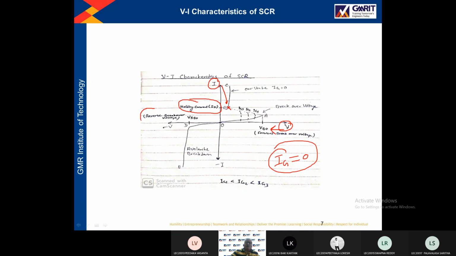In the reverse side, you see this is the reverse breakover voltage. This is reverse breakover voltage, meaning the voltage after which the SCR breaks down. That is reverse breakover voltage. Okay, so this is about SCR. I will send you all these notes after this class.